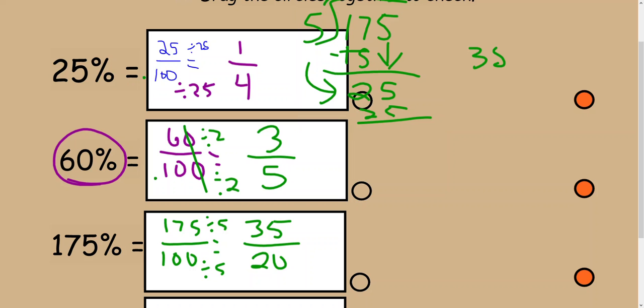35 divided by 20. Okay, no, sorry about that. Scratch that. Let me get rid of that. I was doing that wrong. What number will divide into both 35 and 20? Okay, again, they both end in 5 and 0, so we can divide both by 5. So 35 divided by 5, well, we know is 7, right? And 20 divided by 5 is 4.